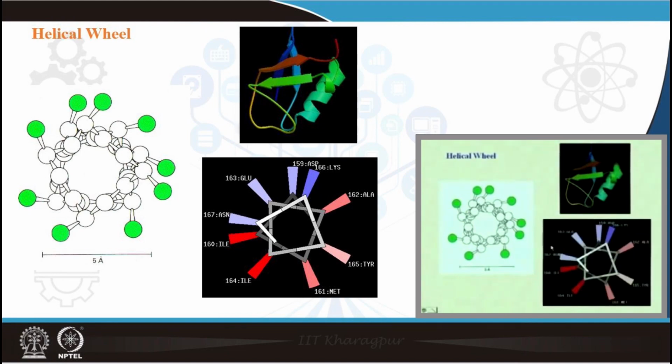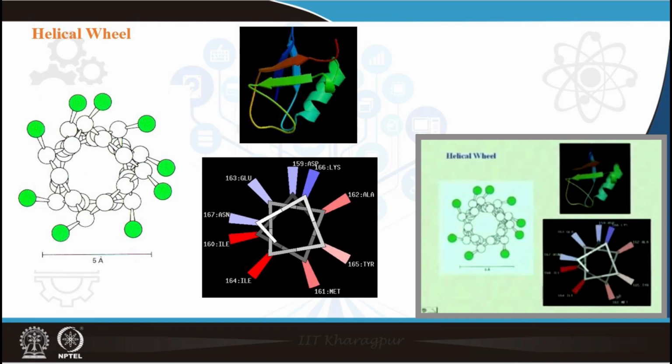That's exactly what happens. This is an example of a typical helical wheel that you could construct, and you will also have to construct one, where we're looking at the helix here, and the ones that are in blue are hydrophilic in nature. How can you say that? I have asparagine here, glutamic acid here, aspartic acid here, and lysine here. What are these? These are all hydrophilic in nature.